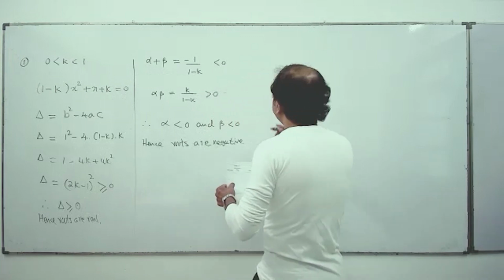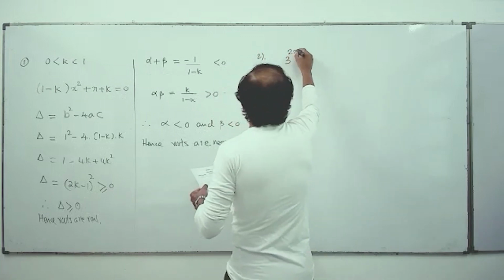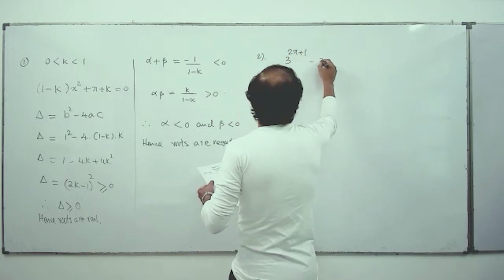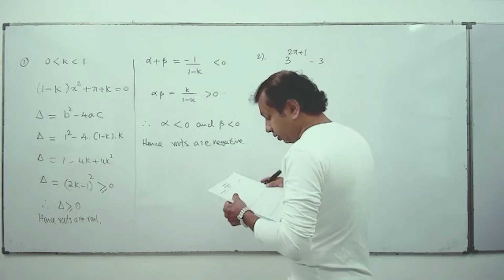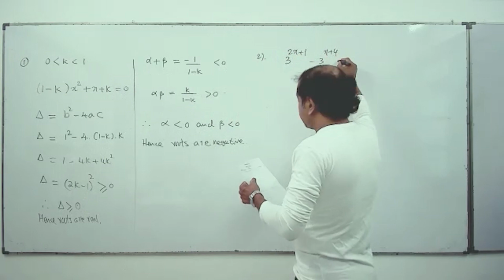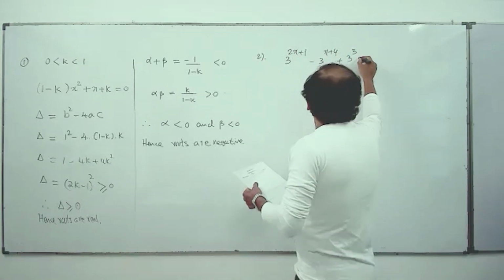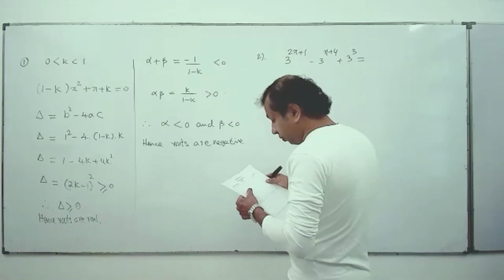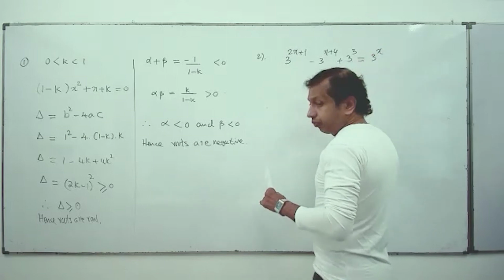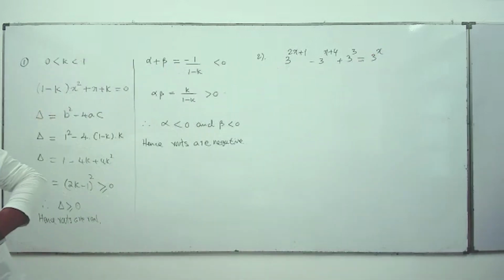Second one: 3 to the power 2x plus 1 minus 3 to the power x plus 4, plus 3 to the power 3 equals 3 to the power x. This is the question. Second one, no? Okay.